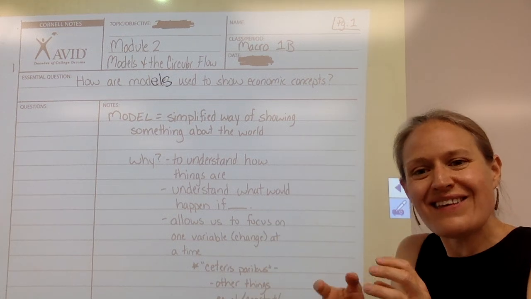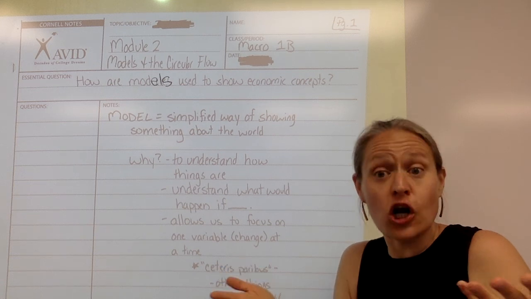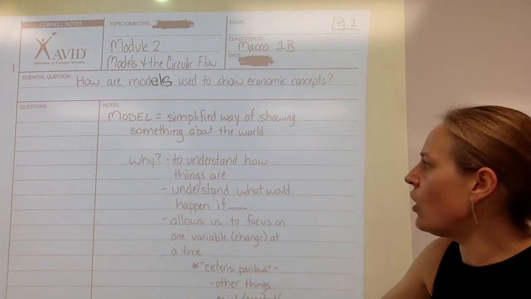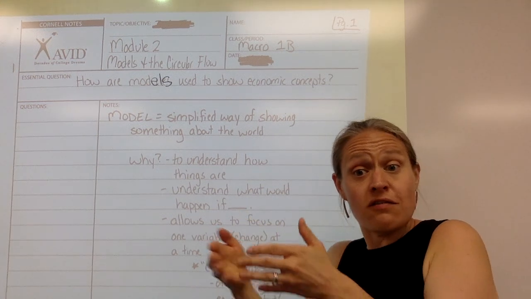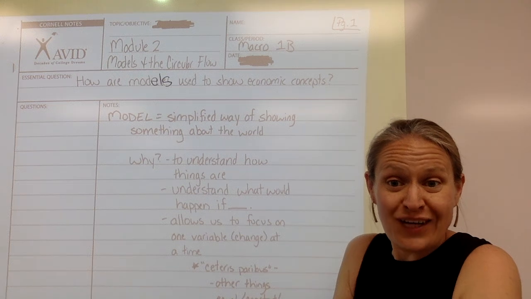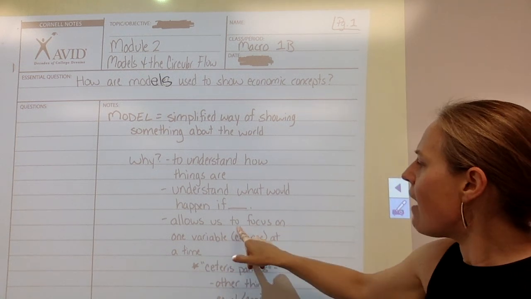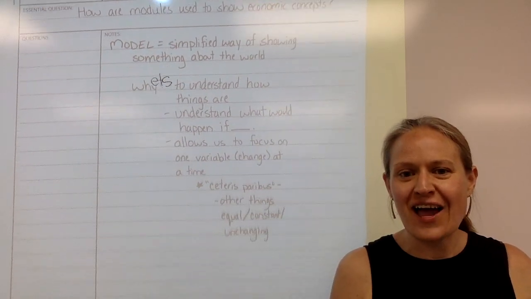When we put these things into these models, or you might call them a graph or a chart, it helps us to understand how things work, and what would happen if, like, if the government does this, what will happen to the economy? If this happens, then what could happen? And it allows us to focus on one variable or change at a time.